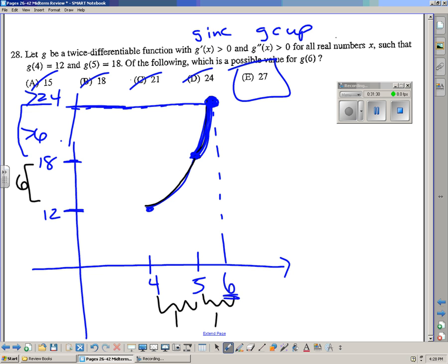I love that question. I think that's a good question. If you really understand how these graphs work and you've made some connections, this is a fantastic question. And we're done for this video.